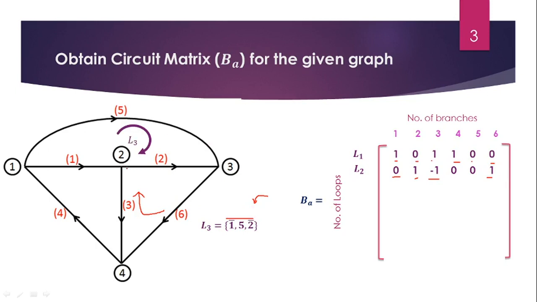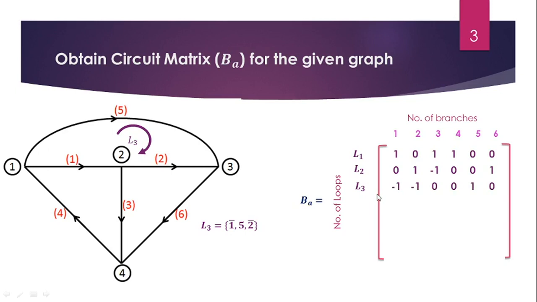Next we can go for another loop. This is loop 3. So loop 3 has the branches 5, 1, and 2, where branch 1 and branch 2 are in opposite direction, so we put the bar here, and branch 5 is in the same direction. So how can we write their element values?